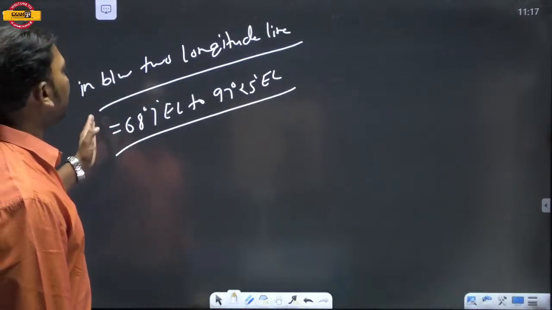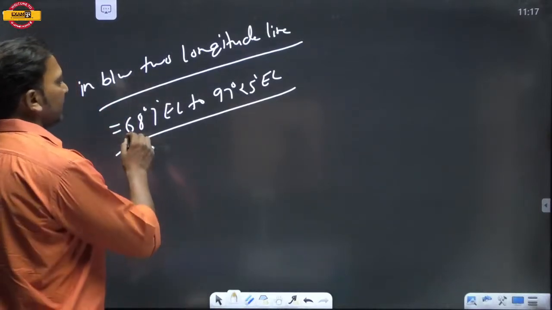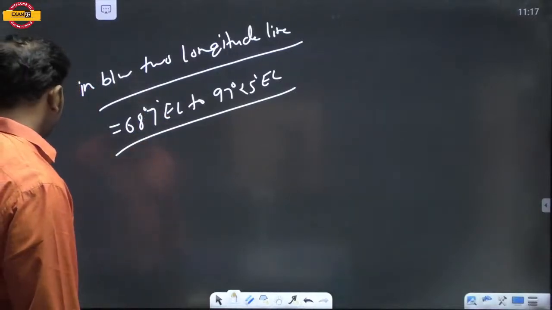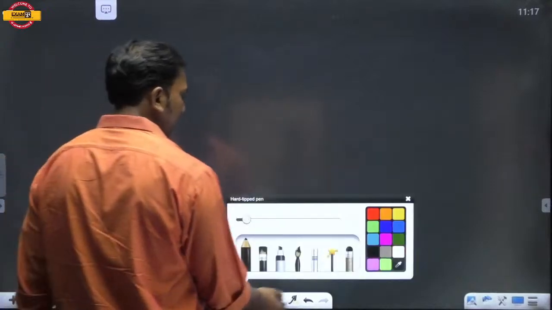And what about the longitude lines? It would be 68 degrees 7 minutes east longitude to 97 degrees 25 minutes east longitude. Now we are going to see it on the Indian map.